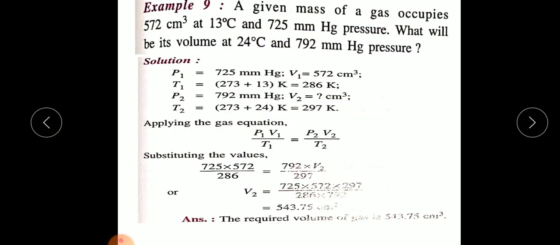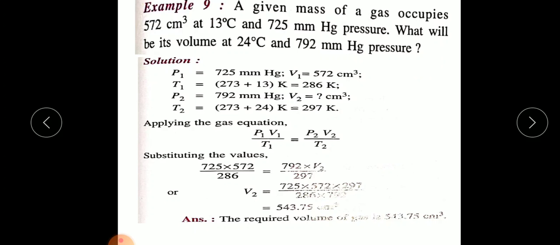So the question is, a given mass of a gas occupies 572 centimeter cube at 13 degrees Celsius and 725 millimeter mercury pressure. What will be its volume at 24 degrees Celsius and 792 millimeter mercury pressure? So this is the given question.